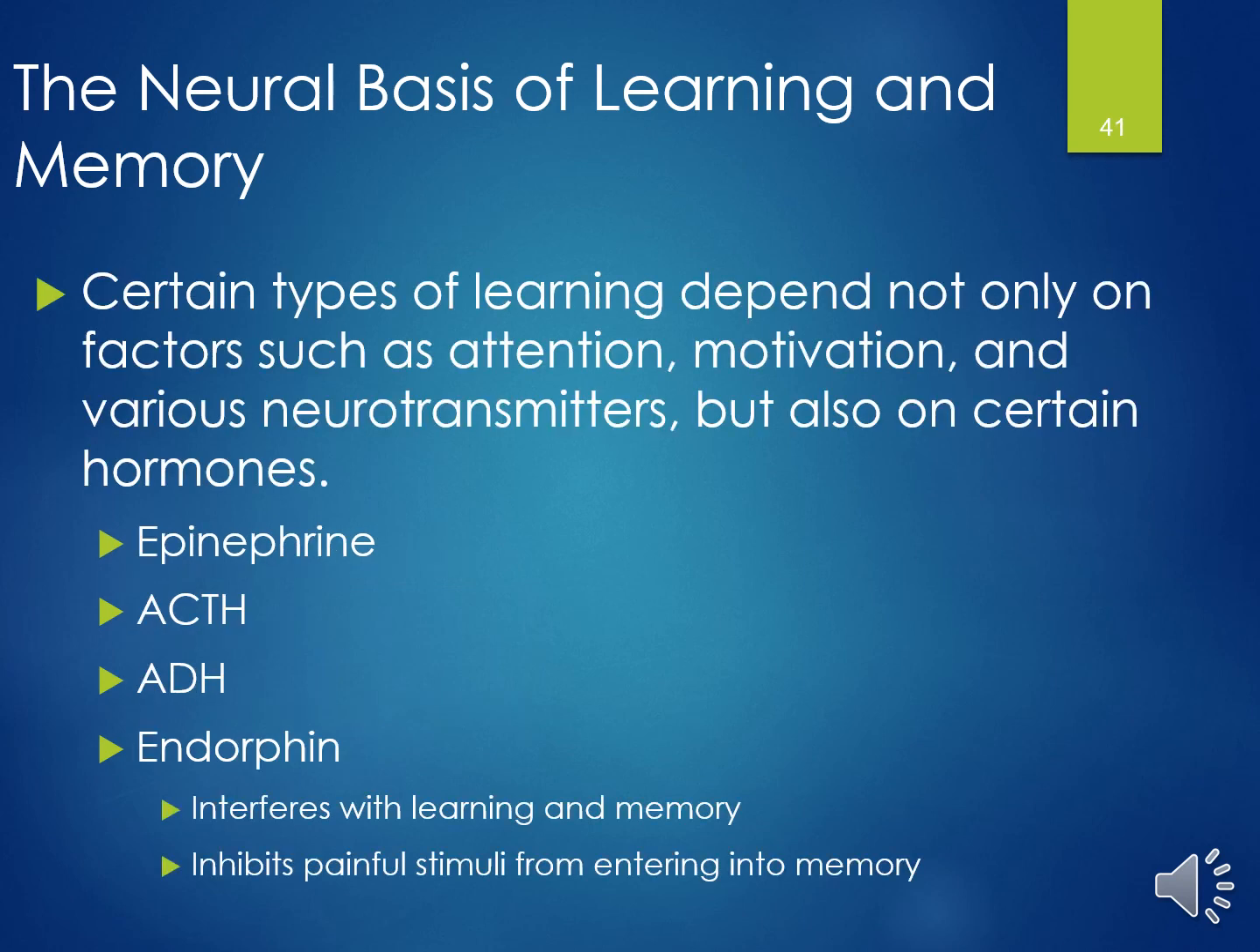So certain types of learning depend not only on factors such as attention and motivation. Do you see value in understanding or learning this information? Do you have the attention span? Is this lecture too long? And so therefore now you can't focus on what you're learning, and so on and so forth. So there's a lot of factors. Also various neurotransmitters, but also hormones as well. So epinephrine, ACTH, ADH, and endorphin are all going to play a role in this capacity, essentially.